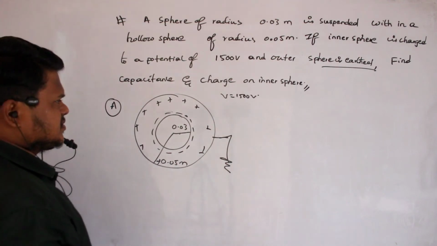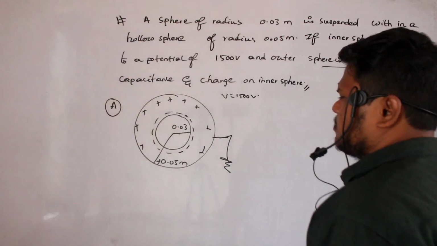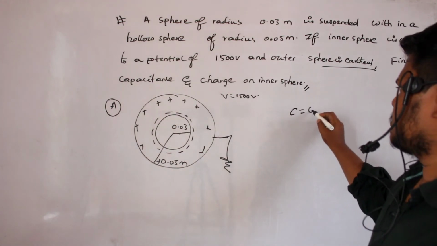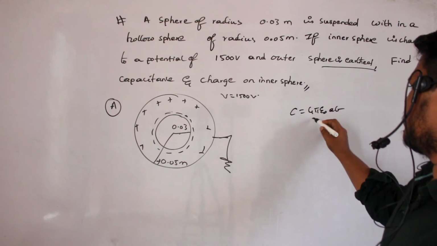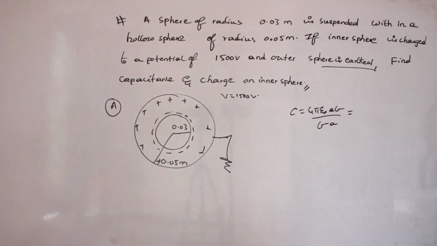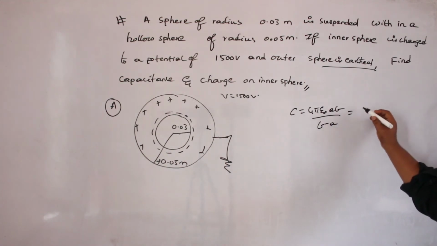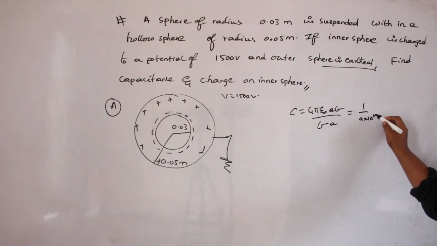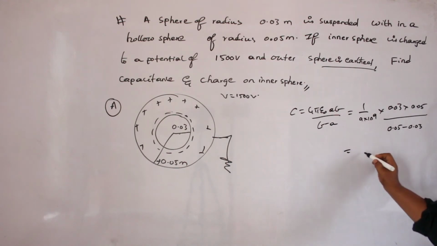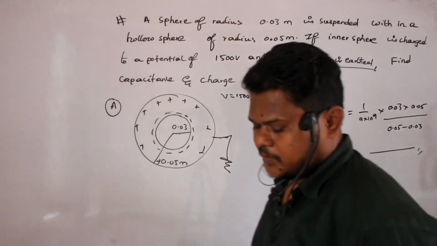So find the capacitance. How can I calculate capacitance? The capacitance of a spherical capacitor we have already derived. So C is equal to 4 pi epsilon naught AB divided by B minus A. This is the relation. 1 by 4 pi epsilon naught is 9 into 10 power 9. So 4 pi epsilon naught will be 1 by 9 into 10 power 9, times A times B. A value is 0.03, B value is 0.05, divided by B minus A, so 0.05 minus 0.03. Clear? Just calculate this one, and that will be the required capacitance.